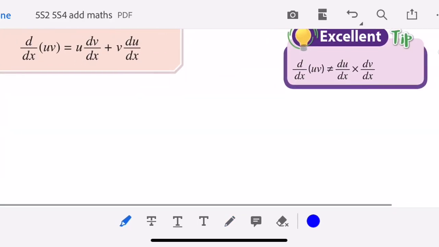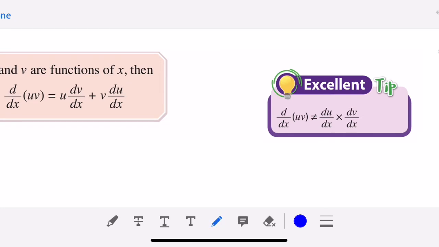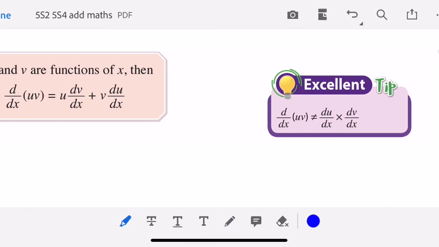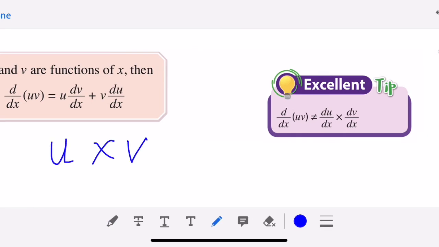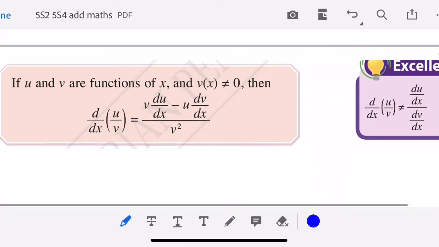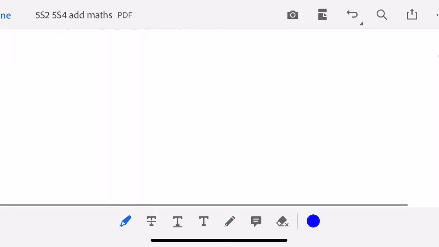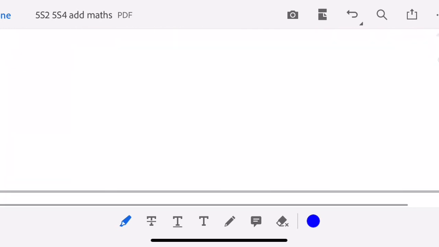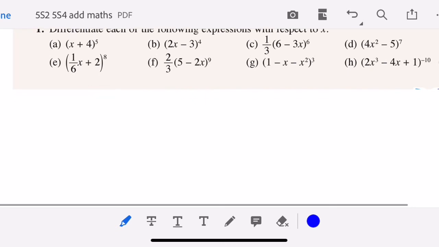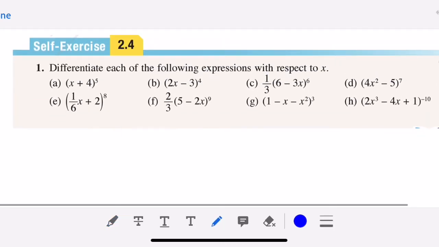Got it? All right, so we have another rule for differentiating, which is the product rule. When we see two functions multiplied by each other, we use the so-called product rule. When product, we plus: u dv/dx plus v du/dx. Then we have another one, the quotient rule: v du/dx minus u dv/dx, over v squared. This is the formula when two functions divide by each other. So basically these three are important rules for differentiation.